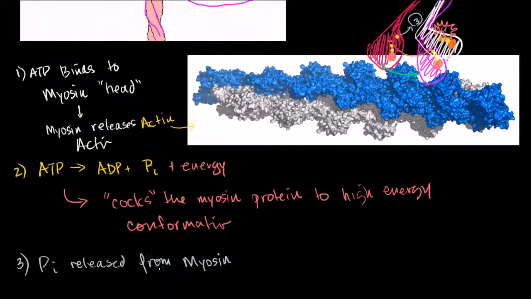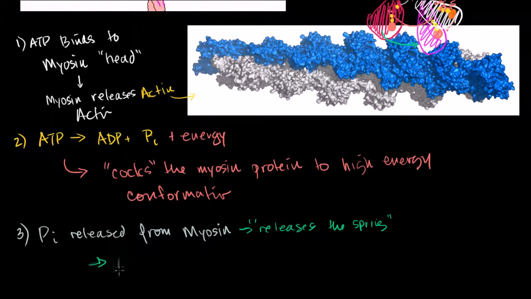So when the phosphate group is actually released, remember the original release is when you take ATP to ADP and a phosphate. That put it in this spring-loaded position. When the phosphate releases, this releases the spring. And what that does is it pushes on the actin filament. So you could view this as the power stroke. We're actually creating mechanical energy.